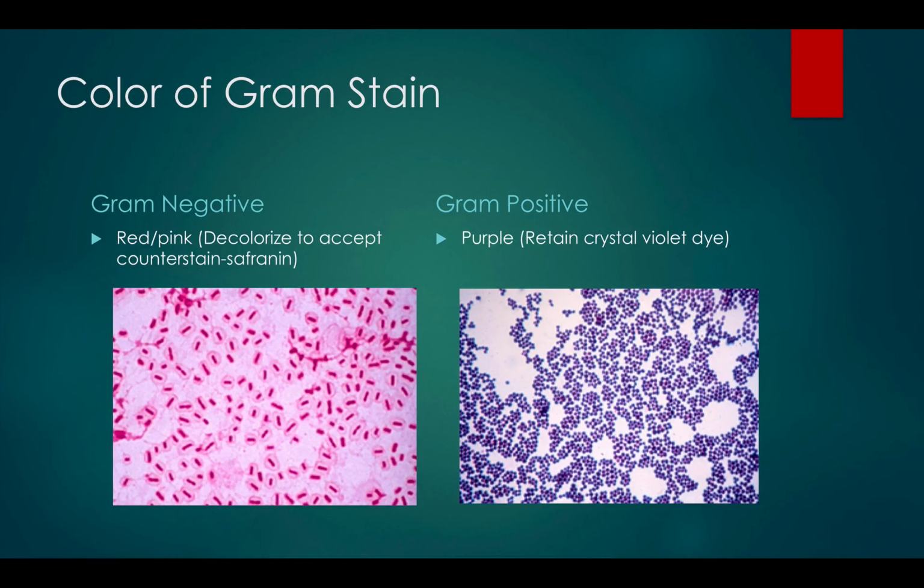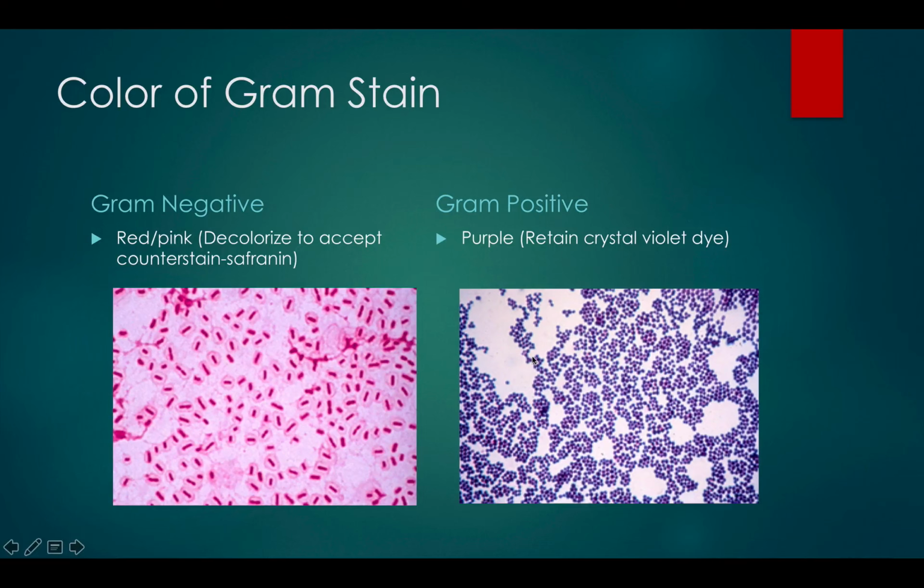Now moving on to the color of gram stains. So gram-negative and gram-positive, they produce a different color. So this is a common way to test whether you have a gram-positive or a gram-negative bacteria. A gram-negative is going to produce a red or pink color. So this is going to be after the decolorizing step in the gram stain process.